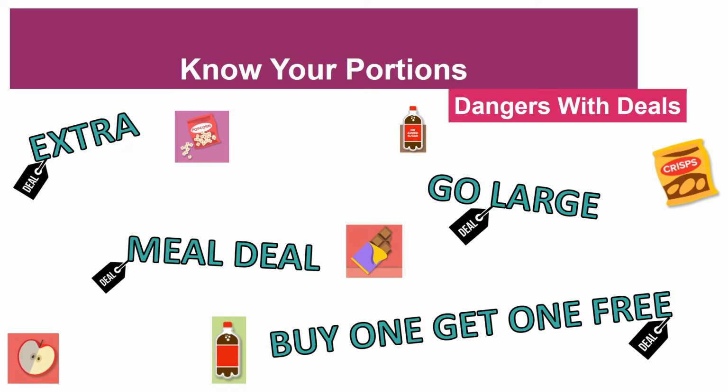So let's have a think about some portions that are already done for us and how to avoid having bigger portions than we actually need. So we'll start with meal deals. Now these can be great as you can find a pre-portioned sandwich or salad with a snack like a bag of fruit or a small bag of popcorn and a sugar-free pop.